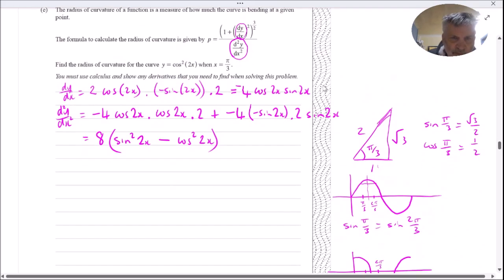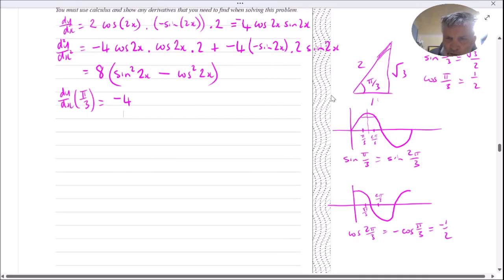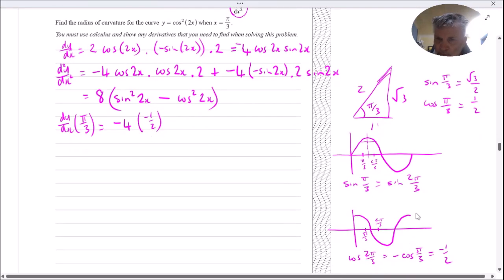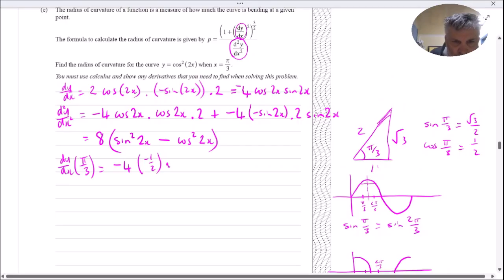So let's do dy by dx evaluated at pi over 3. It's this thing here, so it's minus 4 cos 2 pi over 3, which is negative 1/2. Sine 2 pi over 3 is root 3 over 2. So the 2's on the bottom cancel with the 4, the negatives cancel, so this is just root 3.